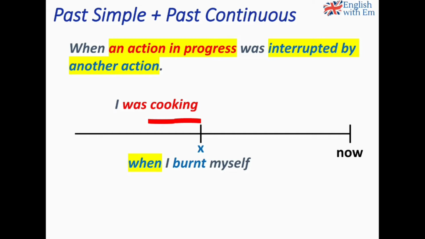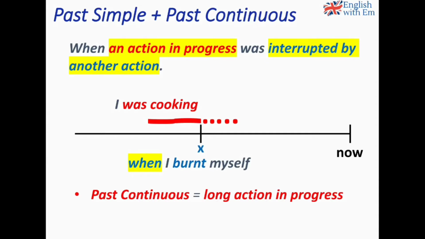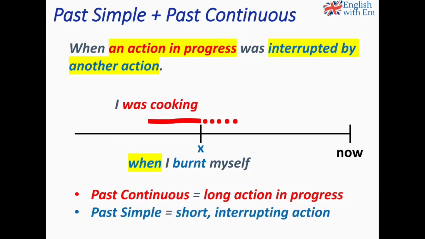Now, at this point, when I burnt myself, do I stop cooking or do I continue cooking? We don't know. So let's extend the line in dots, because maybe we continued, maybe we stopped. That's not the important thing. What's important is that the action was in progress before the other action happened. Now there are two things that you need to remember here. Use the past continuous to talk about the long action in progress, and use the past simple to talk about the short interrupting action.